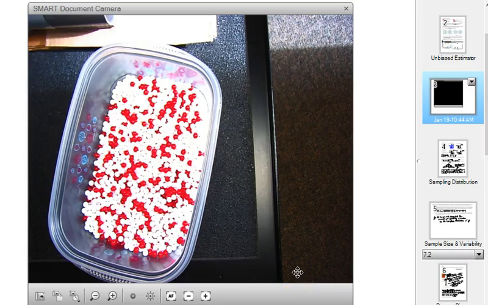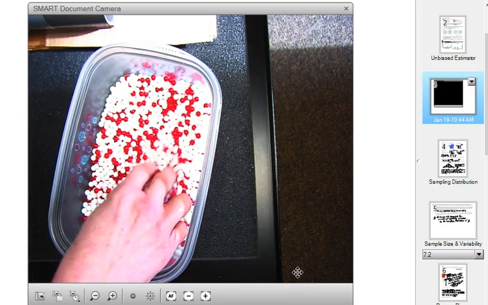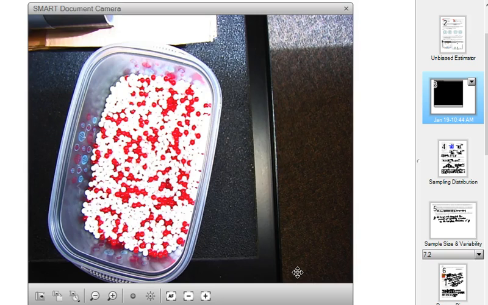I have here a container of red and white beads. I'm not sure what proportion of beads in the container are red. Hopefully I wrote it down somewhere, but I'm going to take a sample from this population. So this population has some proportion P equal to the percentage of red beads in this container.